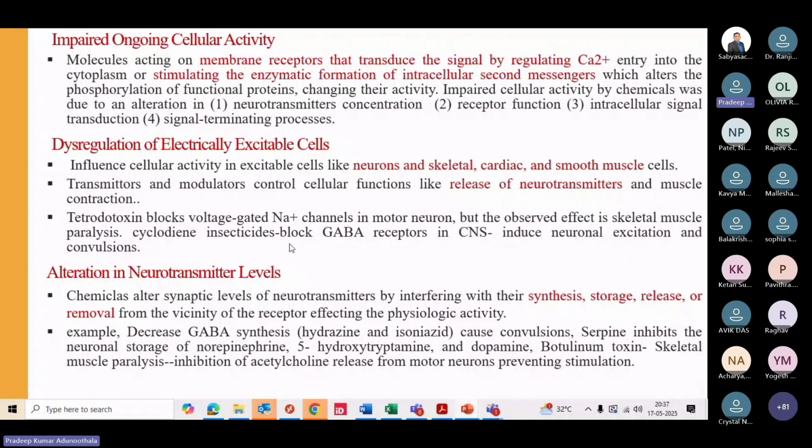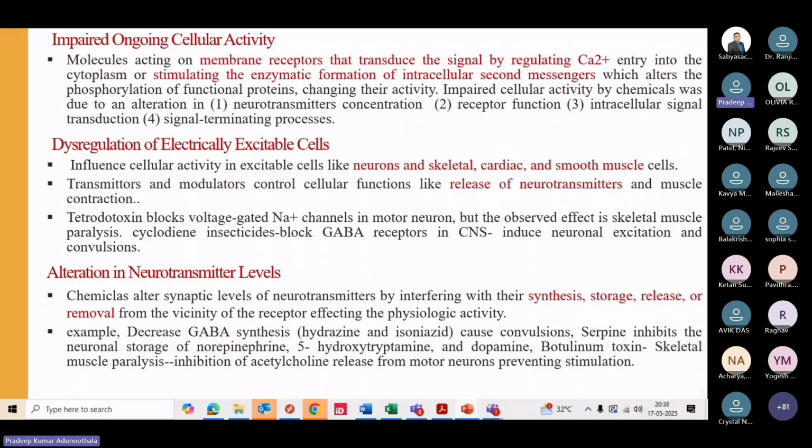And cyclodiene insecticides are also a good example; they block GABA receptors in the CNS, inducing neuronal excitation and convulsions, and alterations in neurotransmitter levels. So, for example, any chemical that has the capacity to alter neurotransmitter levels in the synapses by interfering with their synthesis, or by their storage, or by their release or removal, leads to dysfunction of the physiological activity of the neurons.